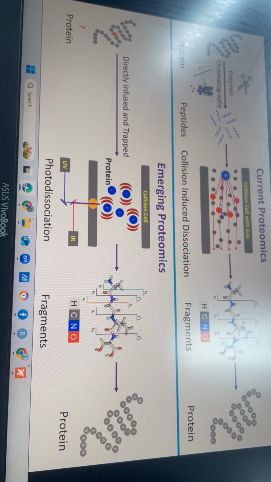Okay, so if you have cells, you lyse the cells and extract all the proteins from the cells, and then you can use this emerging proteomics by directly putting all the proteins in the mass spec. You do not need enzyme to generate peptides. You still need chromatography if you want to do high throughput, but you need size exclusion chromatography, not reverse phase chromatography. We'll also be talking about chromatography tomorrow.